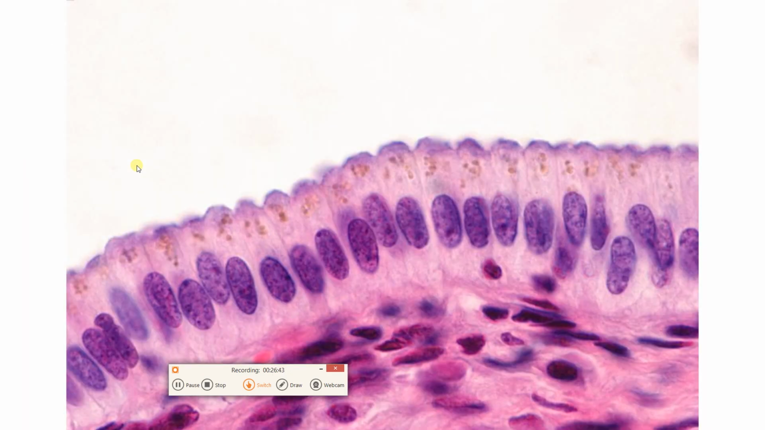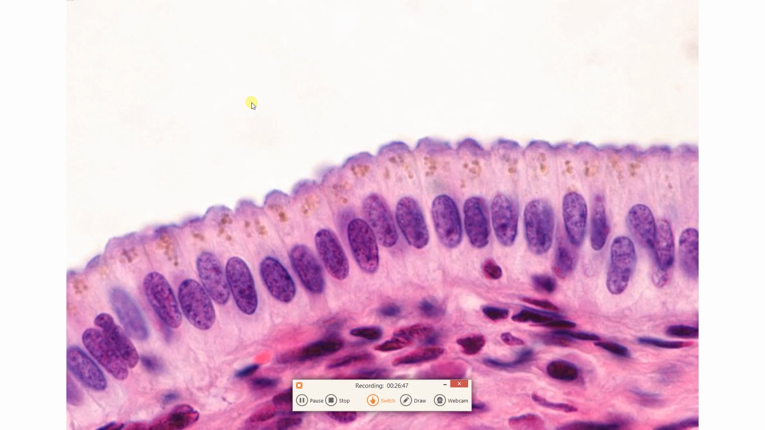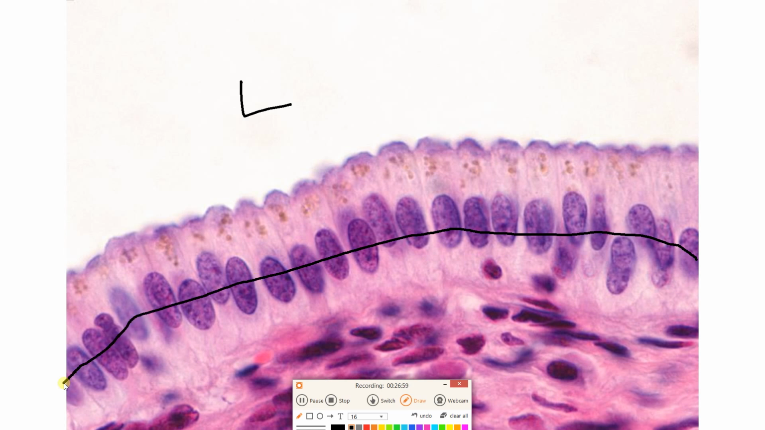Check out this one. I love this one. It's such a pretty picture here. And this is my lumen up top. Whoop, come on, drawbar. There we go. This is my lumen. Single row, ovoid nuclei, simple columnar.